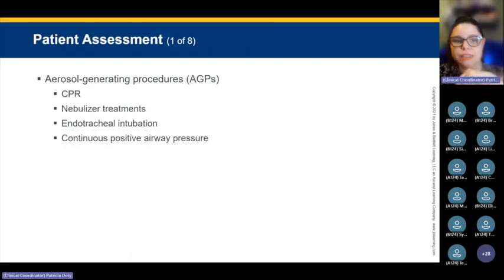Okay, AGPs, aerosol generating procedures. Think about your CPR, nebulized treatments, endotracheal intubation, CPAP, or continuous positive airway pressure. What this means is wear a mask, protective eyewear, and even eye shields whenever there's going to be some sort of airway management, including the aerosol generating procedures.